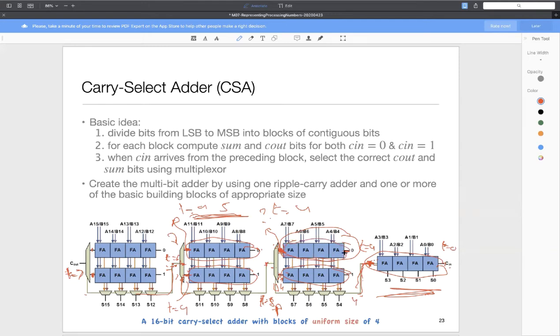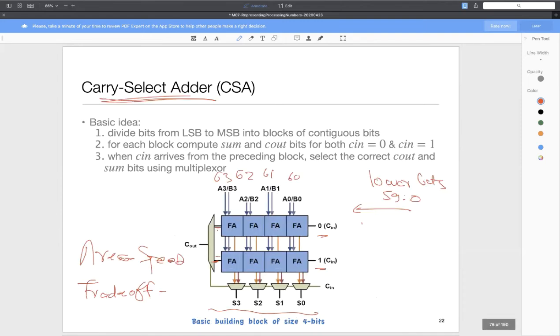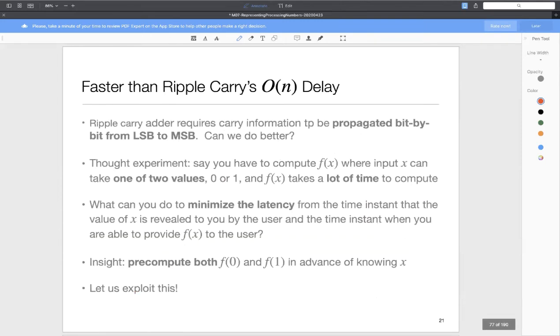The upper ripple carry assumed carry in was 0. The lower ripple carry assumed carry in was 1. So I'm pre-computing based on this theory that we had, that I compute both F0 and F1. So I'm computing for those bits 60, 61, 62, 63: A 63 through 60 plus B 63 through 60 for 2 cases.